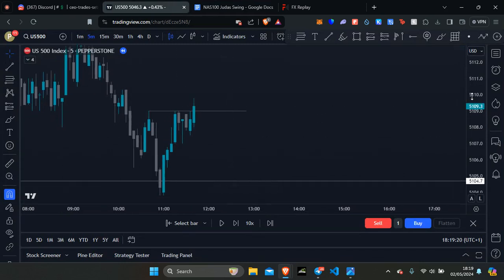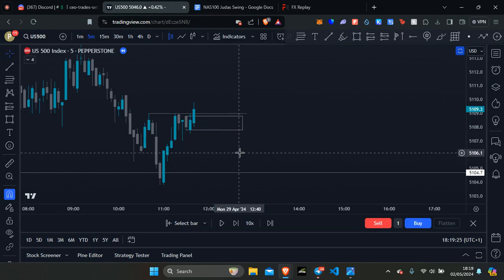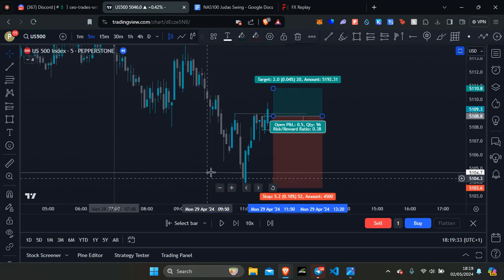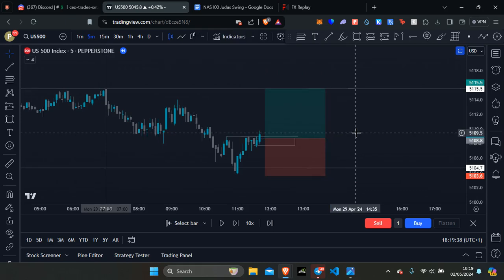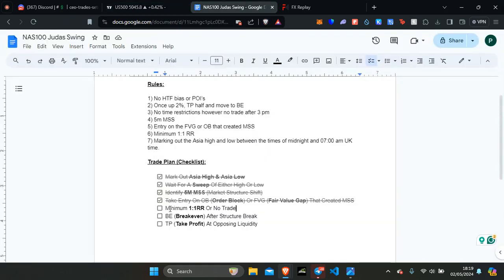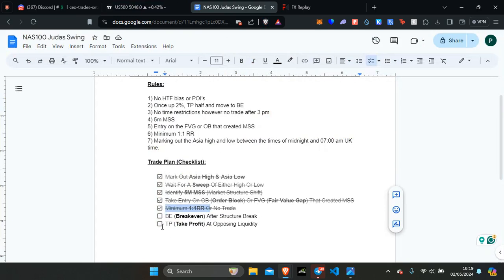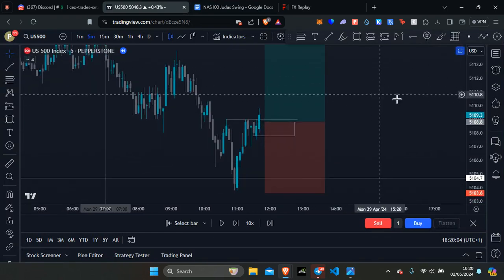If we come onto the charts, we can see that right here we've got this beautiful order block that created the market structure shift. We can now put our entry at the open of this order block, our stop just below the low, and then we always target the opposing liquidity, which in this case is the Asia highs. Once we've done that, we tick it off. We make sure that it's a minimum of a 1-to-1 risk to reward, which in this case is 1-to-1.29. And then make sure that our take profit is at the opposing liquidity, and we go break even after a structural break.